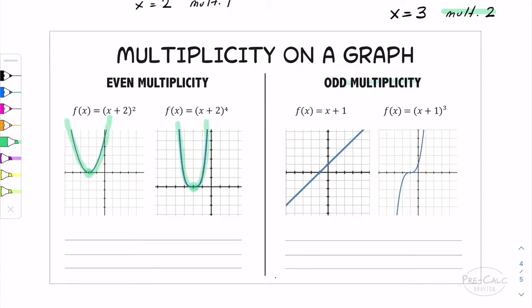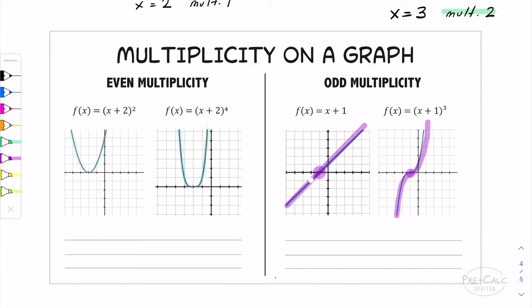If the multiplicity is odd, that's telling us that the graph is going to cross through at the associated 0. So in this graph, there's a 0 here, and the graph goes right through that point. There's a 0 here, and the graph goes through that point, leveling off a little bit. So odd multiplicity crosses the x-axis, even multiplicity does not.